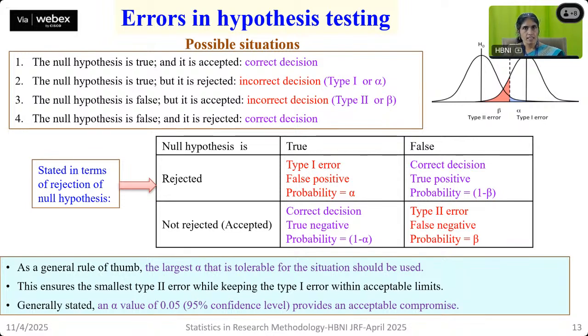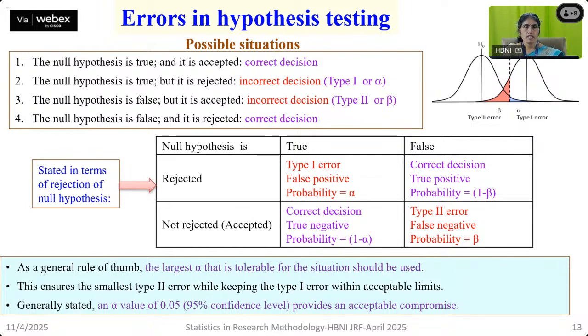Generally, we can say that the largest alpha tolerable for a particular situation should be used. As a general rule, set the dotted line in the curve such that the largest tolerable alpha can be utilized. At the same time, there will be a compromise in the beta part. This ensures that if you go for a larger alpha, the beta part, or type 2 error, will be minimum. It will be a combination of both together.